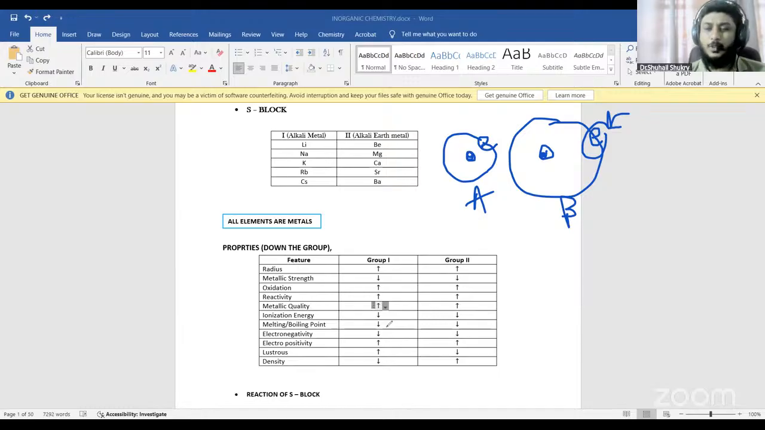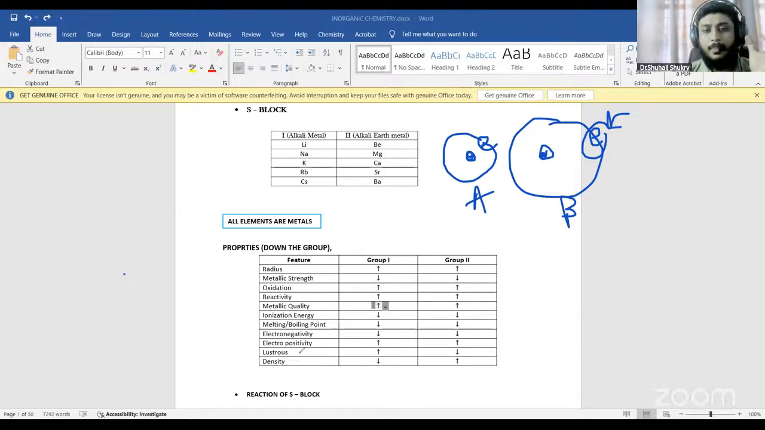Melting point and boiling point also reduce because metallic strength reduces. When the metallic strength reduces, melting point and boiling point reduce. Then electronegativity reduces when you're going down the group. Fluorine is the highest electronegativity element, then chlorine is less than that. Likewise, everywhere in the periodic table, going down the group, electronegativity decreases. Electronegativity decreases means electropositivity increases. Electropositivity means the ability to make a positive ion.